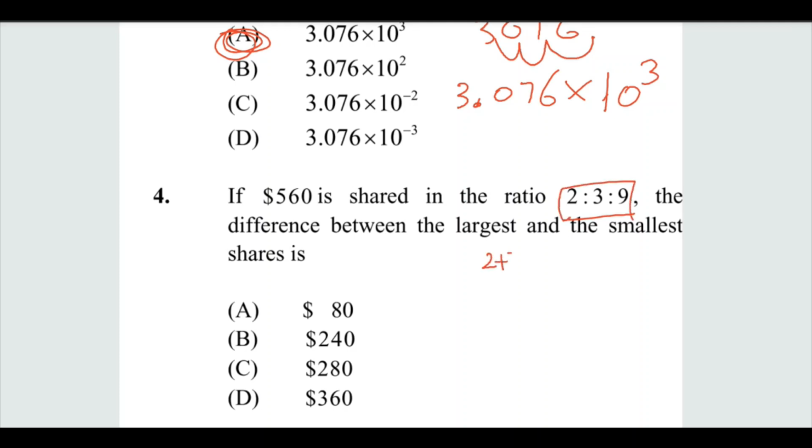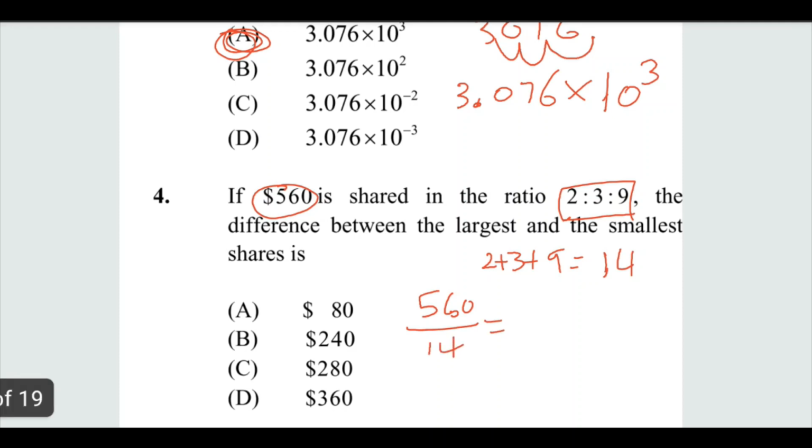Alright, so to find the value for one share, we add up the ratio. 2 plus 3 plus 9 will give you 14. And then we take 560 and divide it by that 14. When you divide that, you'll get 40. So the value of one share is 40.